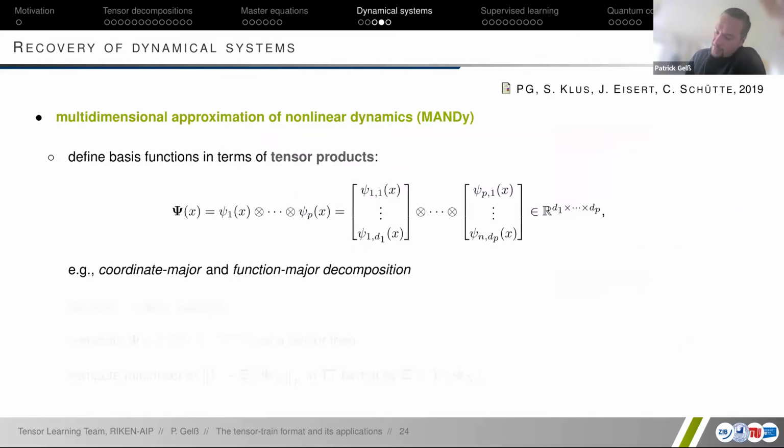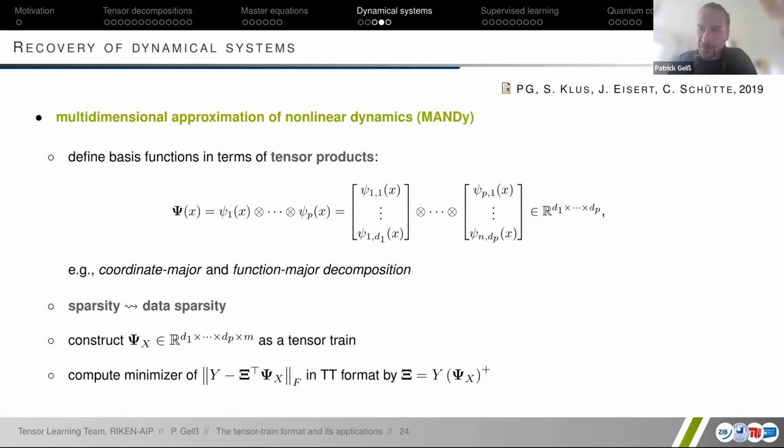So what we then did with MANDy, going from SINDy to MANDy, is go from sparse identification to multidimensional approximation. Here we take basis functions, but we define them in the form of tensor products, of rank-1 products in this case. There are different types. Specifically, we introduced the coordinate-major and function-major decompositions, where you either go through your dimensions and keep the functions, or go through the different functions and keep the dimensions in each core. This enables us to represent an extremely large number of basis functions in a very compact form. What is important is that we do not consider sparsity of our tensor cores, because this would not make much sense, I would say.